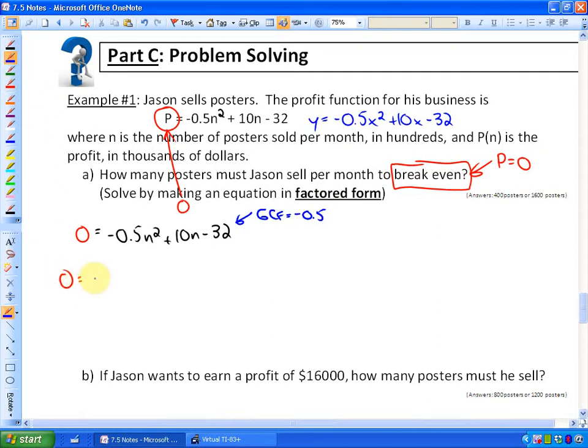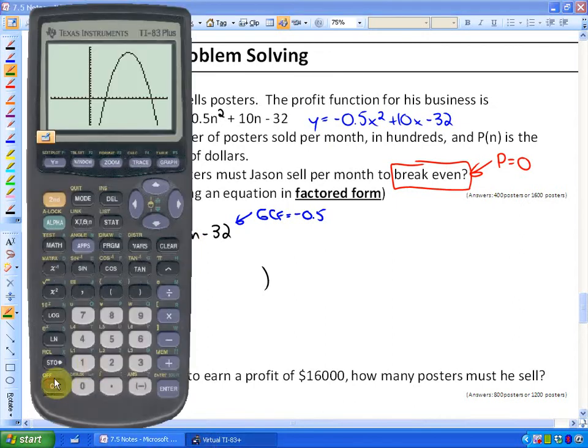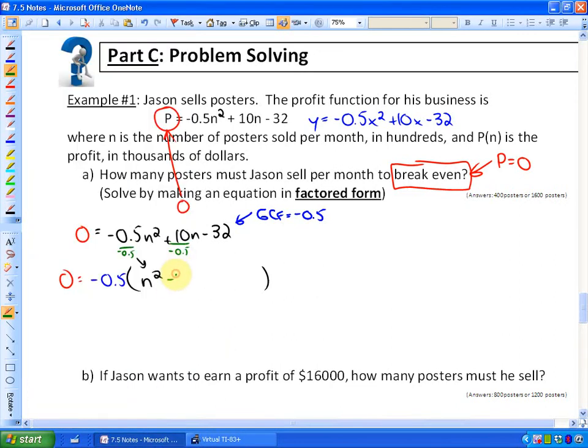So if I factor negative 0.5 out of all of those terms, dividing the first term by negative 0.5 will give me n squared. If I divide 10 by negative 0.5, you can see on my calculator here, 10 divided by negative 0.5 is negative 20, so that will be negative 20n. And if I divide negative 32 by negative 0.5, you will get positive 64.